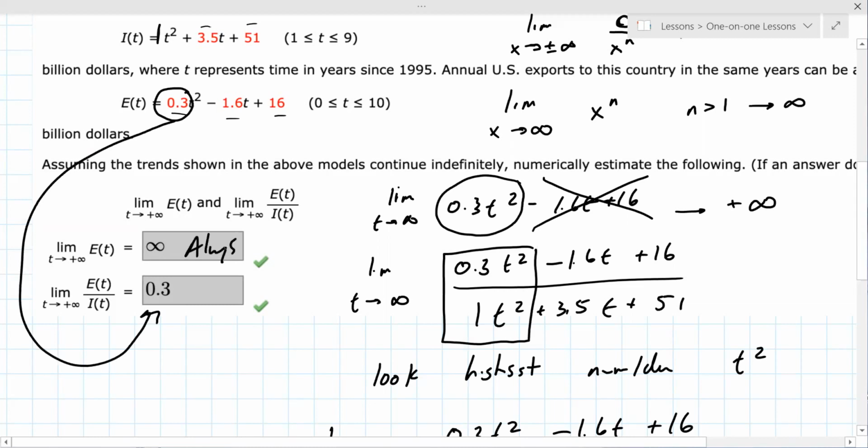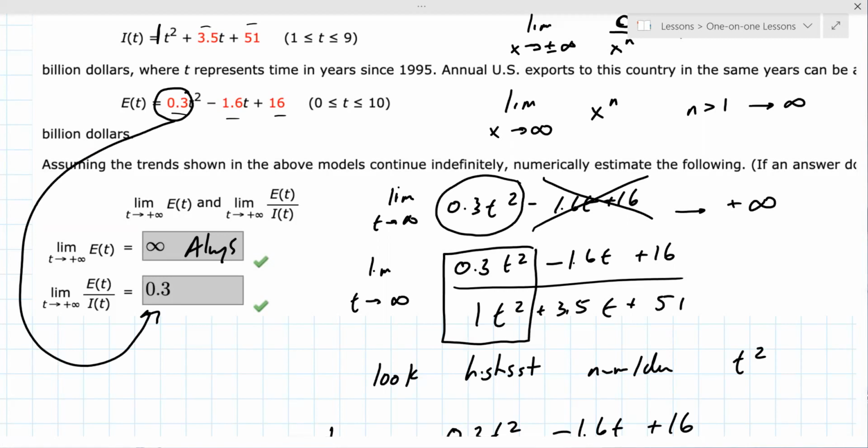Say it was like 0.3 t to the 3 all over t to the 2. Yes, that's very different. And I would point out that that wouldn't happen in this problem.